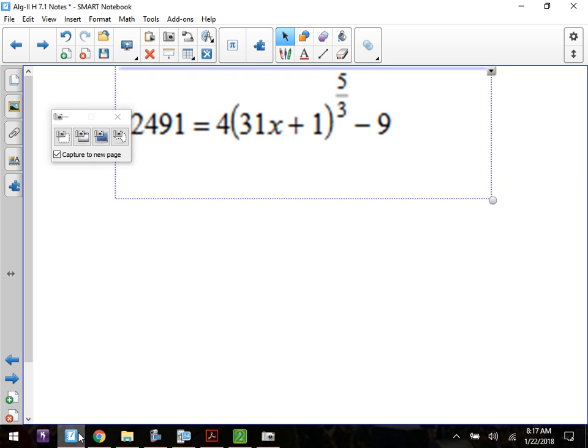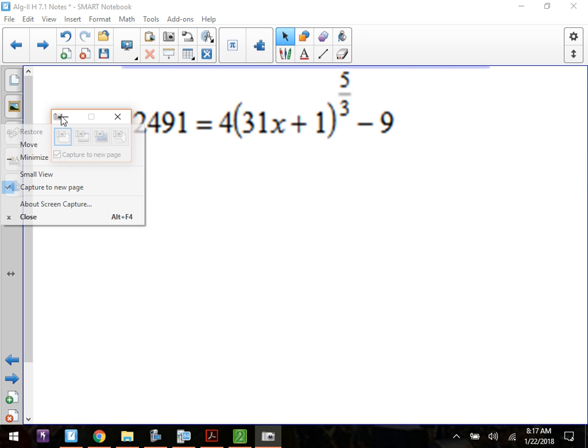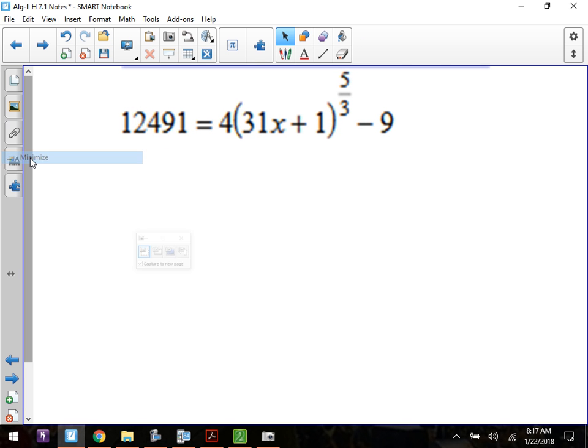All right. What changes when you have a fractional exponent? Nothing. And I'll show you a little trick here when we get to the fractional. I think working with the fractional ones is just as simple.